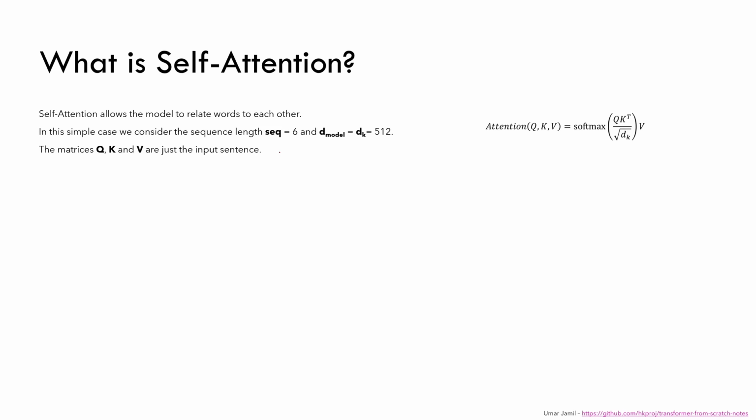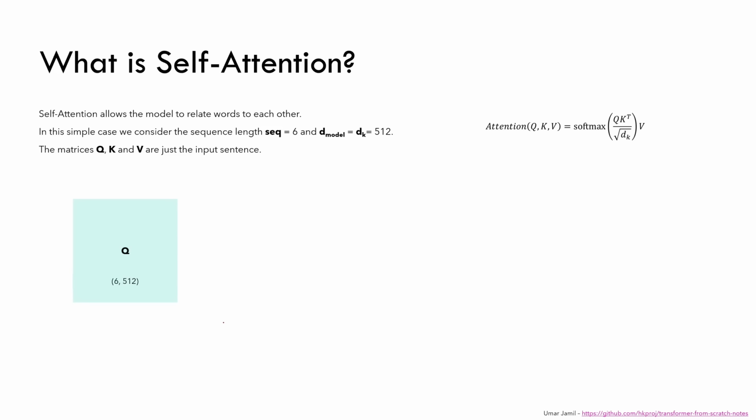So the input is 6 words with a dimension of 512. Each word is represented by a vector of size 512. We basically apply the formula we saw here from the paper to calculate the attention, the self-attention in this case. Why self-attention? Because each word in the sentence is related to other words in the same sentence.